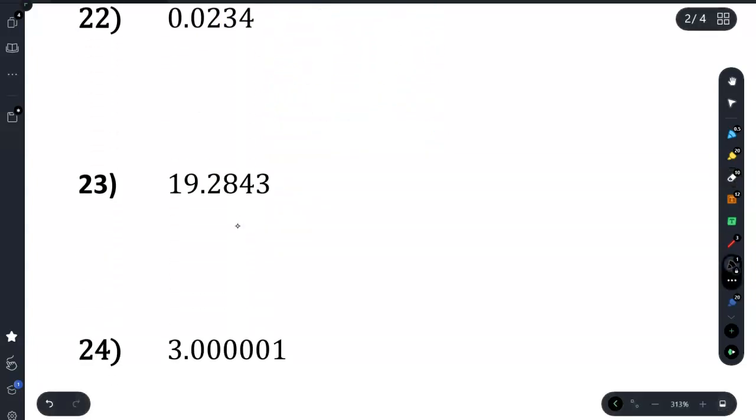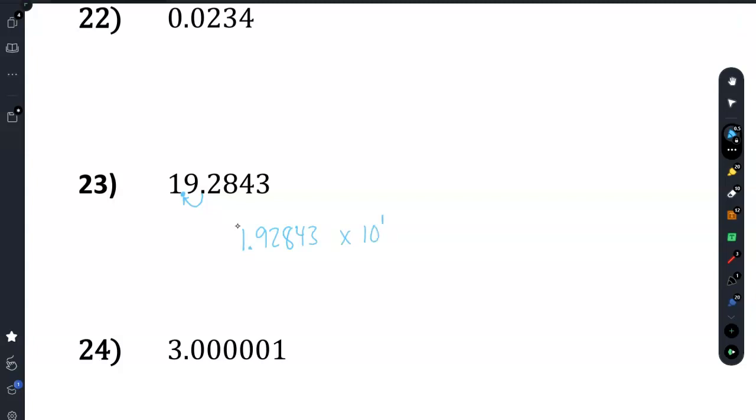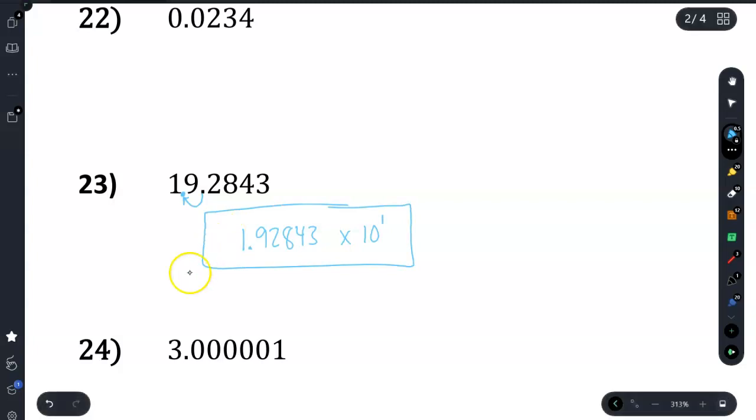23, I need my decimal place here, right here. So how do I get there? I move it 1 time to the left. So now I have the value 1.92843. And I move that 1 time to the left. So I'm going to have 10 to the 1, or just times 10. That's the same thing as 10 to the 1.